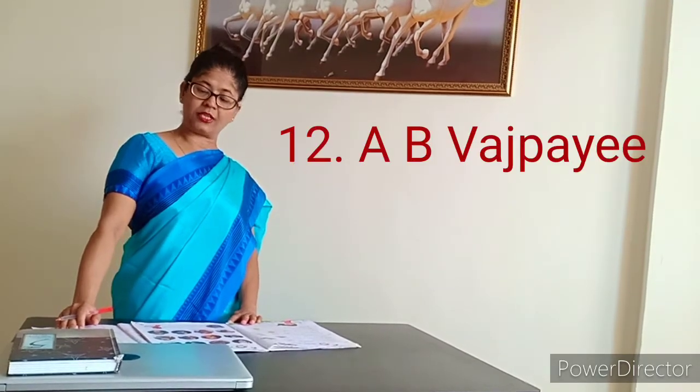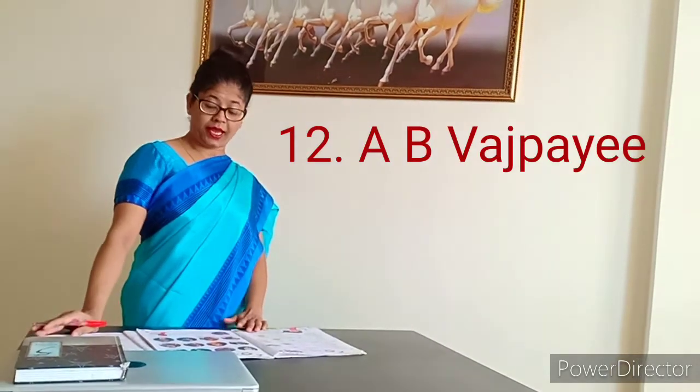Next number Prime Minister is A.B. Vajpayee ji. A.B. Vajpayee ji means Mr. Atal Bihari Vajpayee ji. And he was an Indian statesman who served 3 terms as PM of India. 3 terms means what? Find out on your own.